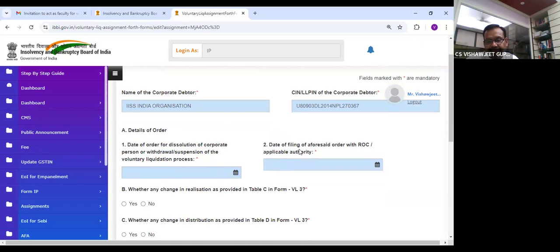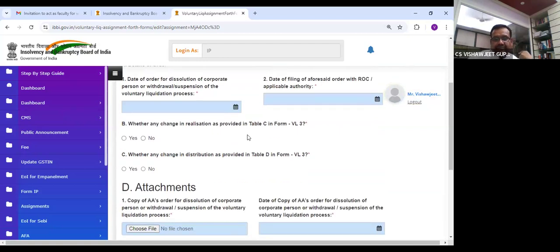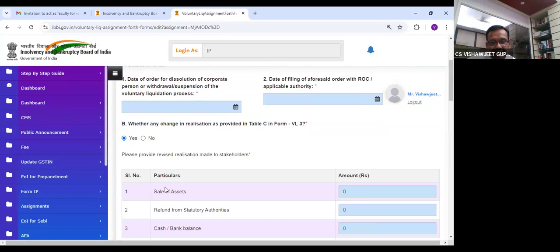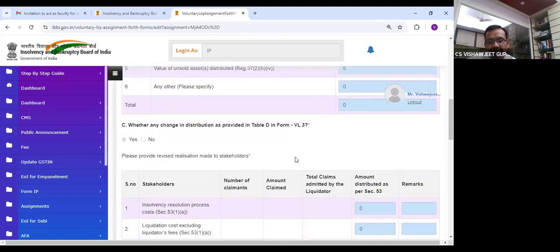Date of filing of the aforesaid order with ROC, applicable authority. So you will have to select the date on which you have filed that order with the ROC or any other applicable authority. Whether any change in realization as provided in table C in VL3. If any change, then you will have to fill all these here.